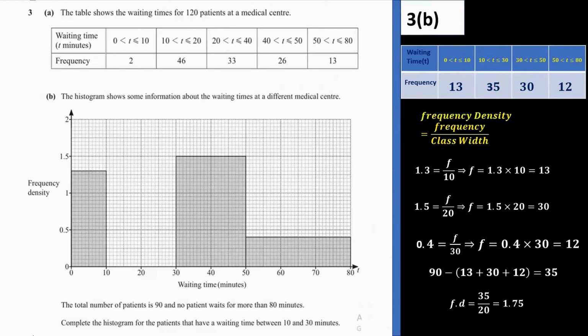So since we know the frequency density for that particular second class, we are going to draw the bar that will represent that particular patient's waiting time. So we draw that bar, which you can see rising up to 1.75. And so that completes the question. Hope this is very clear. If you have any doubt, you can replay this video over and over until this concept is very well understood. Fine, so that is 3B.